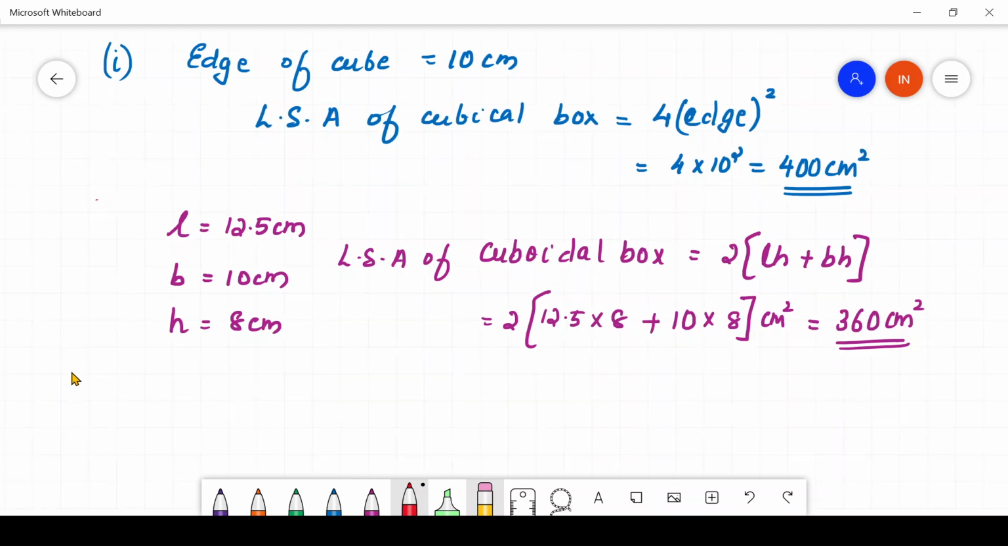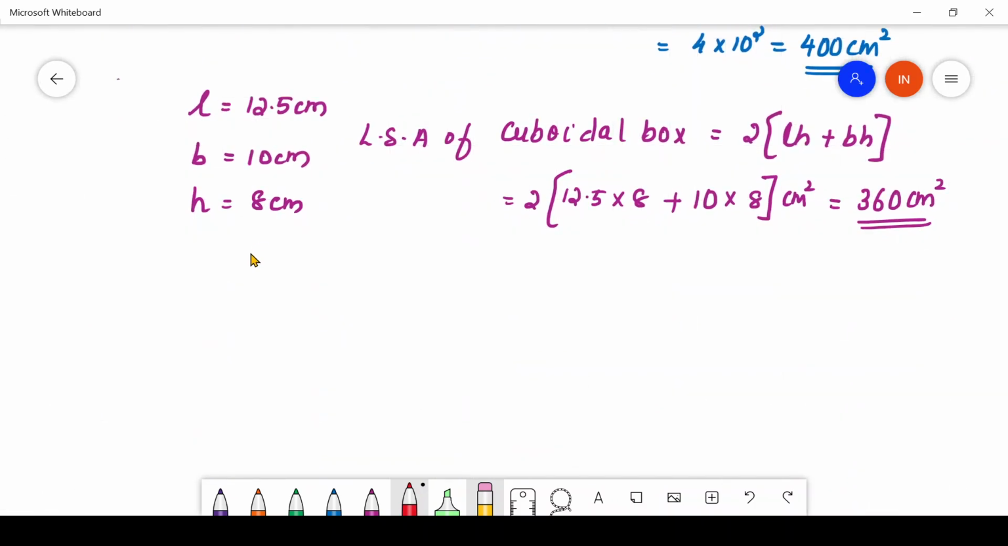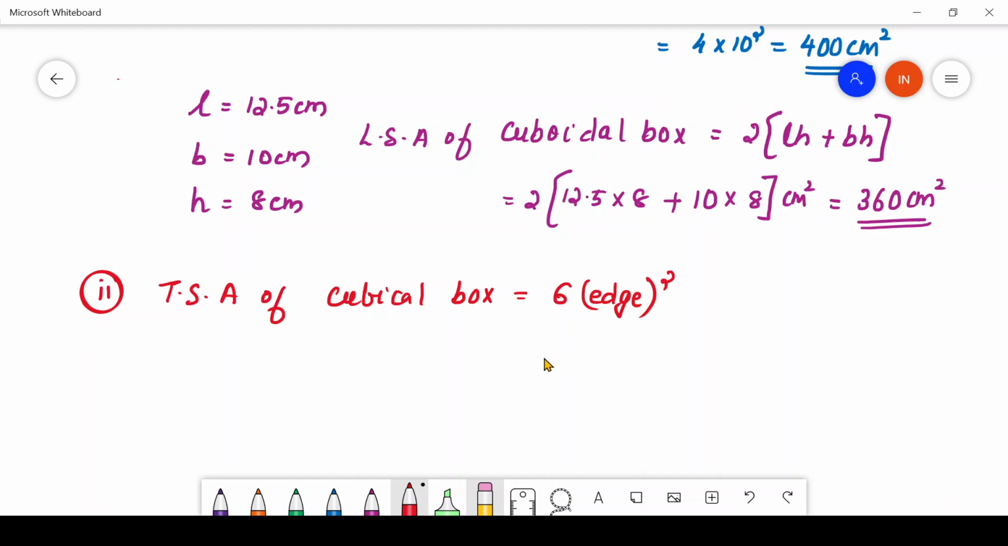For the second part of the question, we have to find the TSA, right? First, let us find the TSA of the cubical box. We have the formula 6 into edge square, right? Here the edge we have is 10. So 6 into 10 square is equal to 600 centimeter square, the TSA of the cubical box.